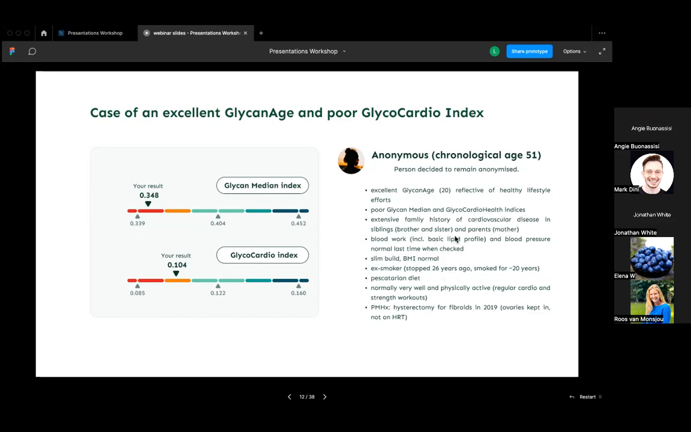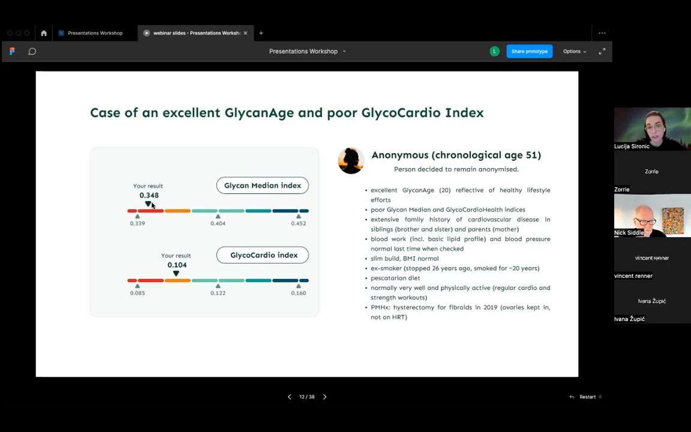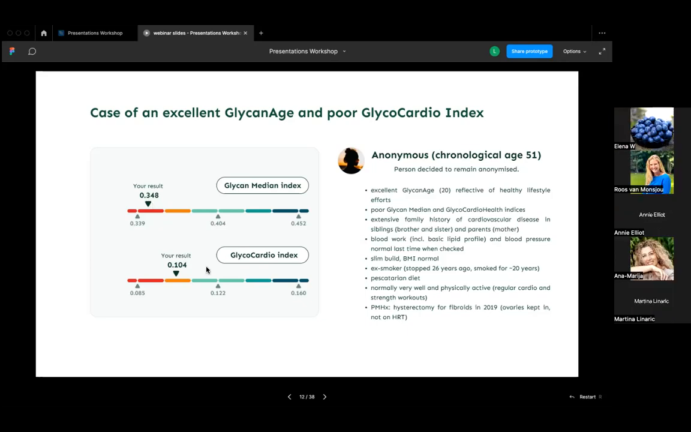So apart from getting her GlycanAge tested, she also wanted to test her glycocardia index. And as you can see, her glycocardia index here is very poor. The only other index, because if you look at our report together with GlycanAge, we give you additional 5 indices, the only other index that on that report wasn't as good was also glycogen-median index. Glycogen-median and glycocardia index have some things in common because they basically look at the same type of glycostructure, which has 1 galactose at the very end. So it's not unusual that these 2 would normally match.